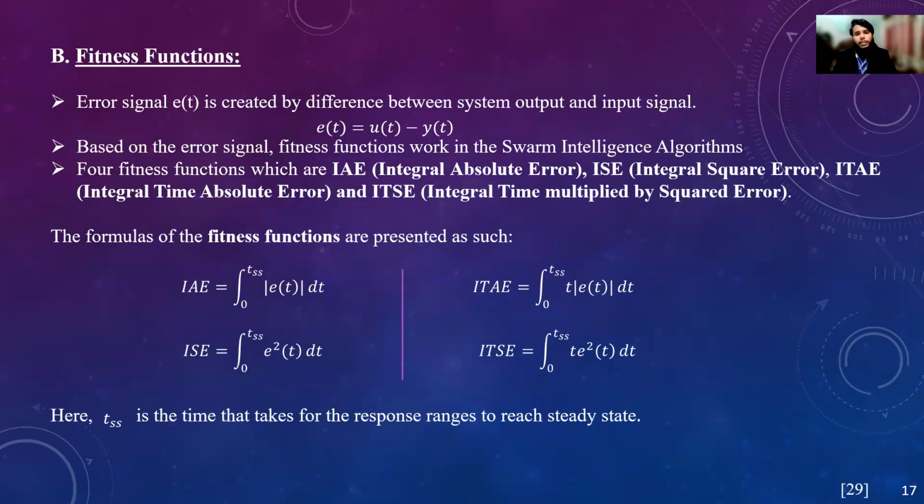We have an error function based on the difference between the input and output signals from the closed loop system. 4 fitness functions are used as the objective function, which works based on the error signal to minimize the error. The fitness functions used in our work are IAE, ISE, ITAE, and ITSE.